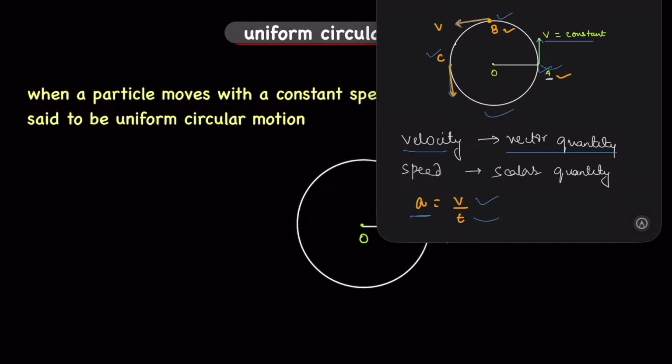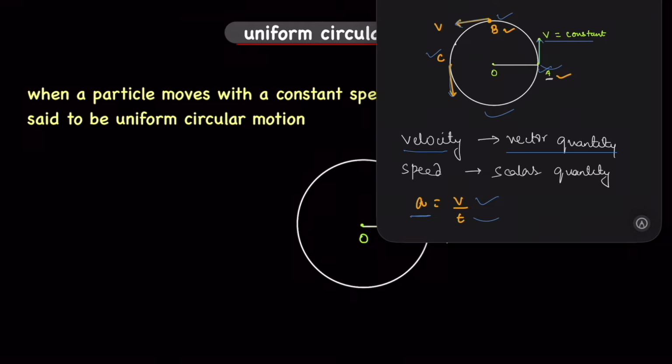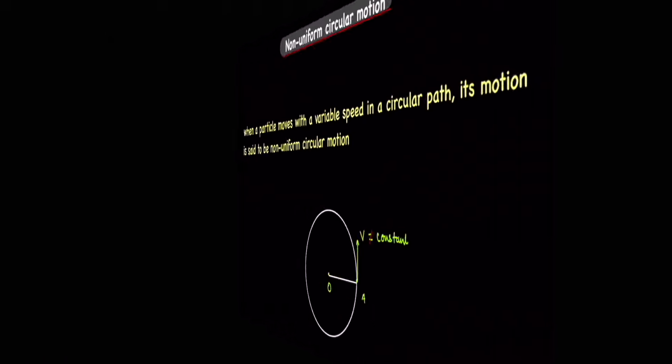So it means that circular motion is considered an accelerated motion because acceleration is present. I hope you understood this part completely.